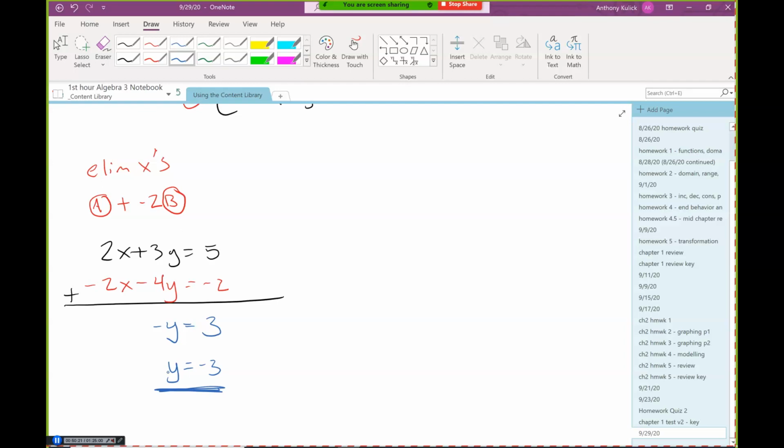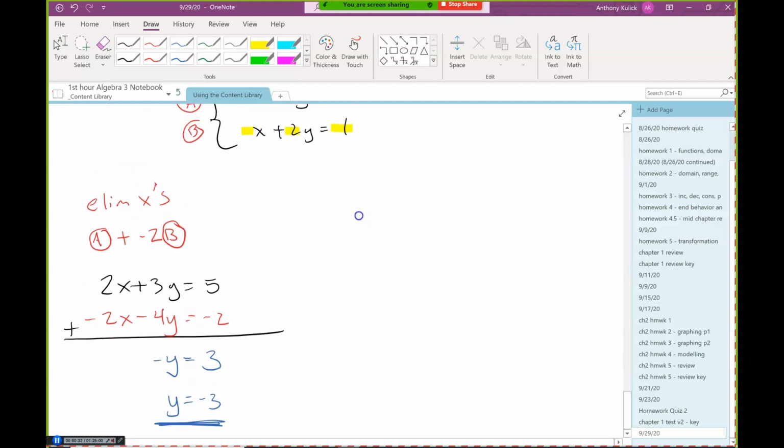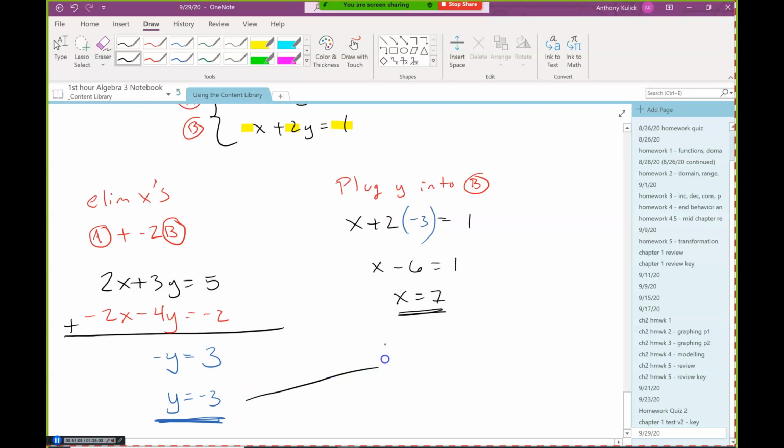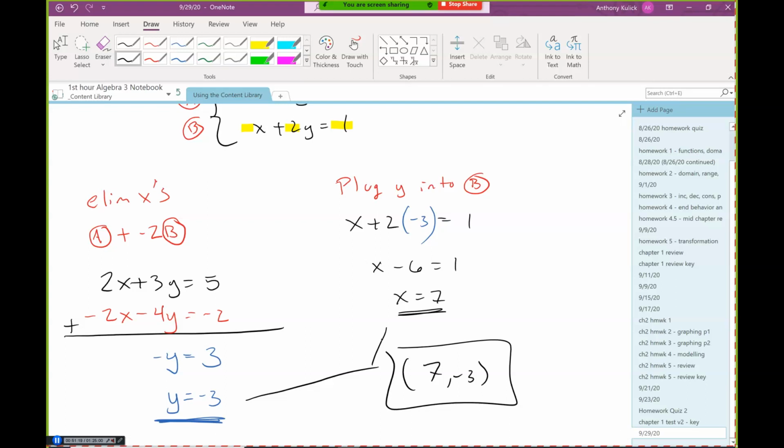So that's half our answer, right? How are we going to find x? To plug the y back into either equation and solve for x. So I'm going to plug it back into equation B. Yes, sir. So putting them together, then I have my solution 7, negative 3.